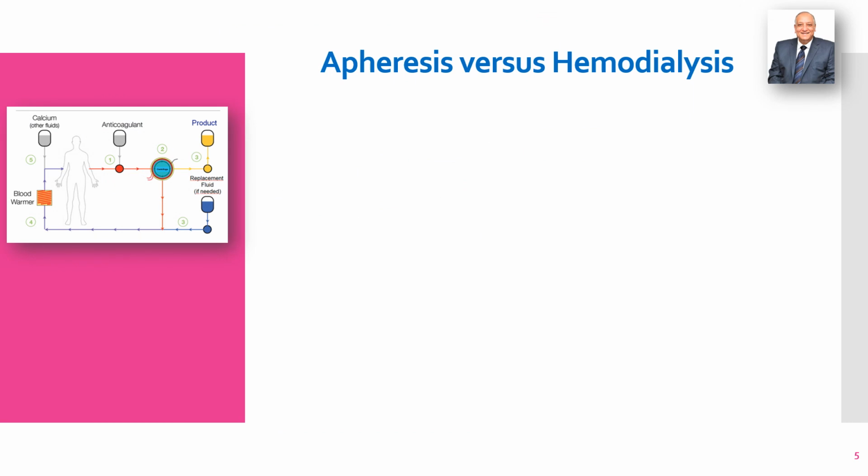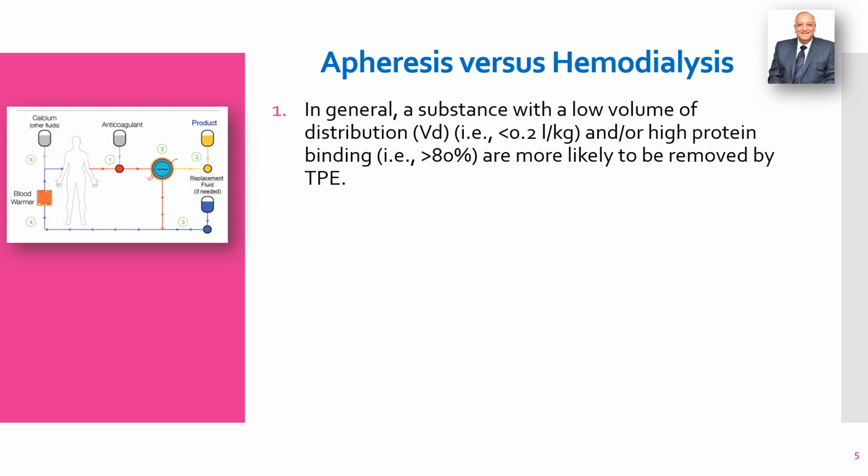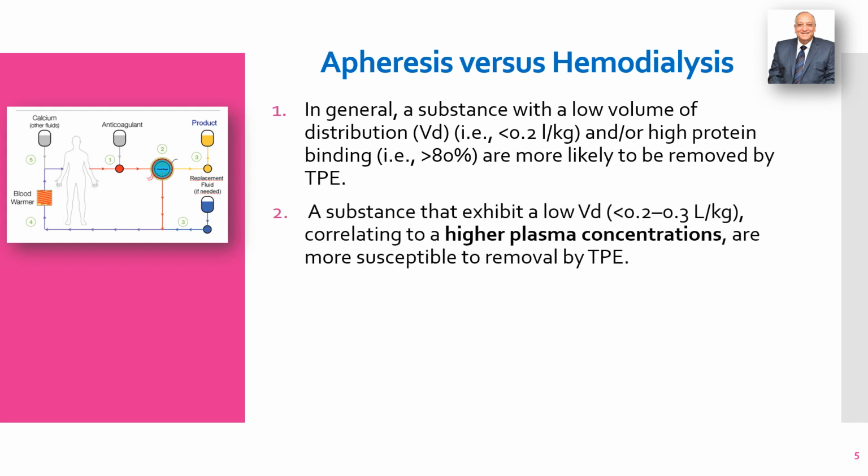Apheresis versus hemodialysis. In general, a substance with a low volume of distribution, mainly in the intravascular compartment, and/or high protein binding is more likely to be removed by therapeutic plasma exchange. A substance with a low volume of distribution, correlating to a higher plasma concentration, is more susceptible to removal by therapeutic plasma exchange.